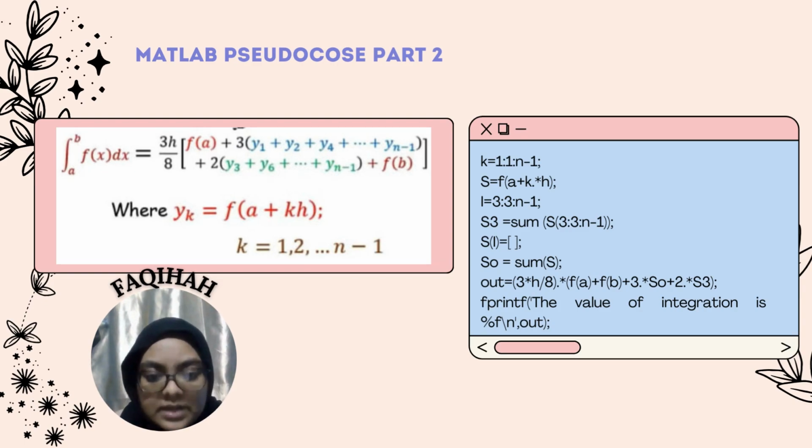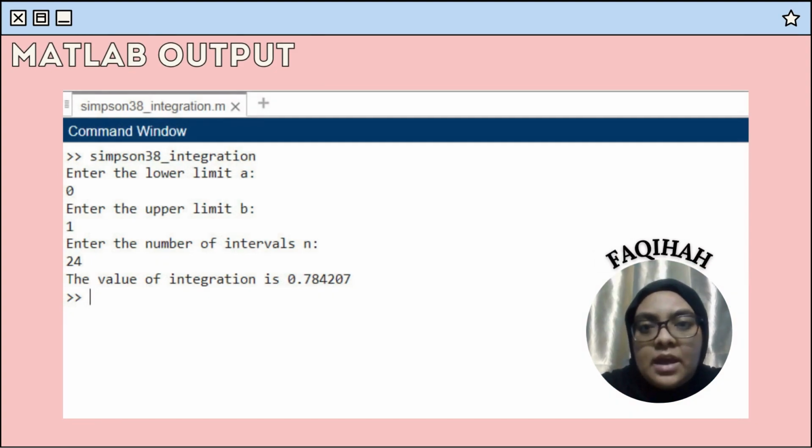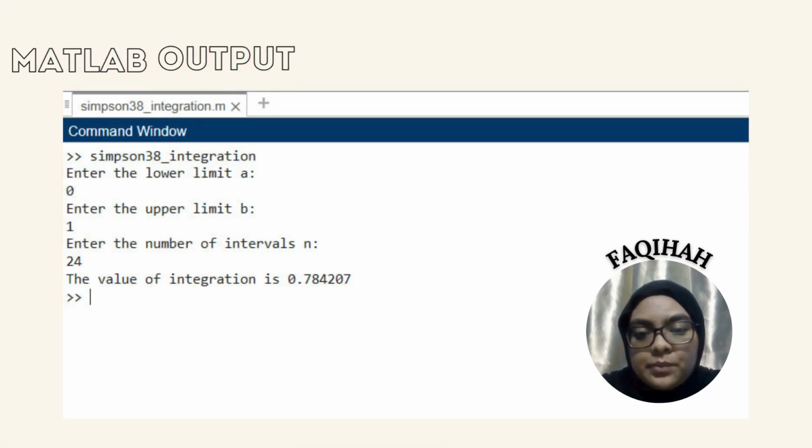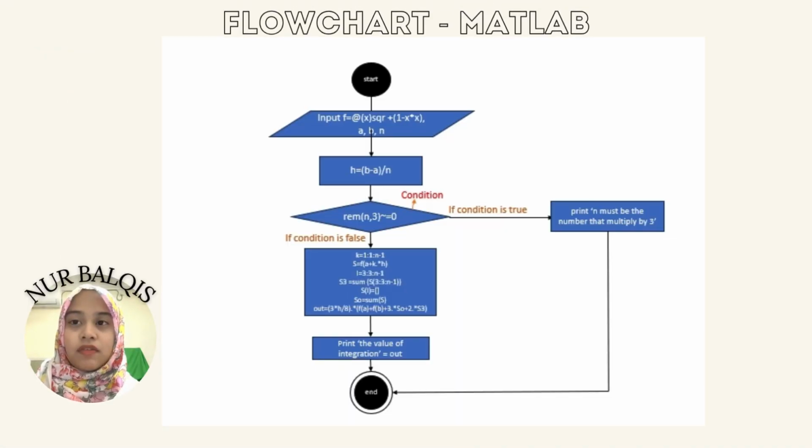And then all of this equation will be arranged in the result, which is out equal to 3 times h over 8, multiplied by f(a) plus f(b) plus 3 multiplied by s, plus 2 multiplied by s3, and then the program will print out the value of integration. Using the same values of a, b, and n as the C++ coding, the result will be printed out at the command window.